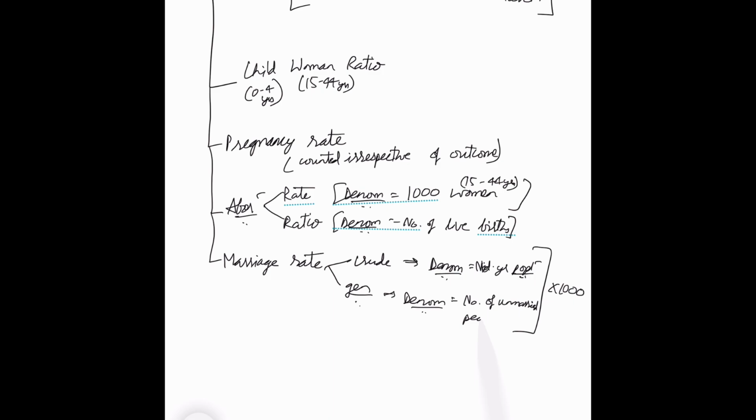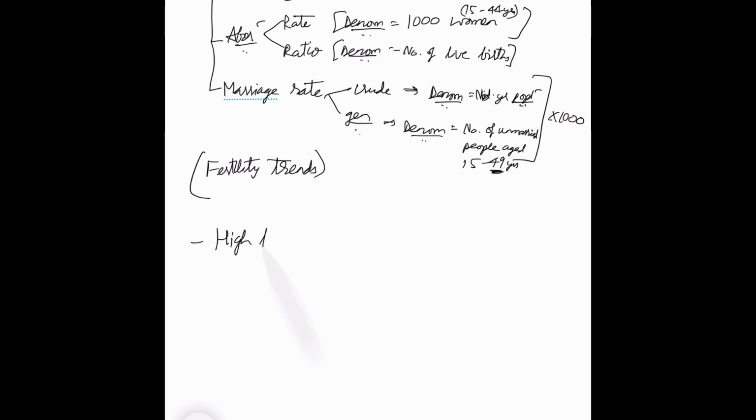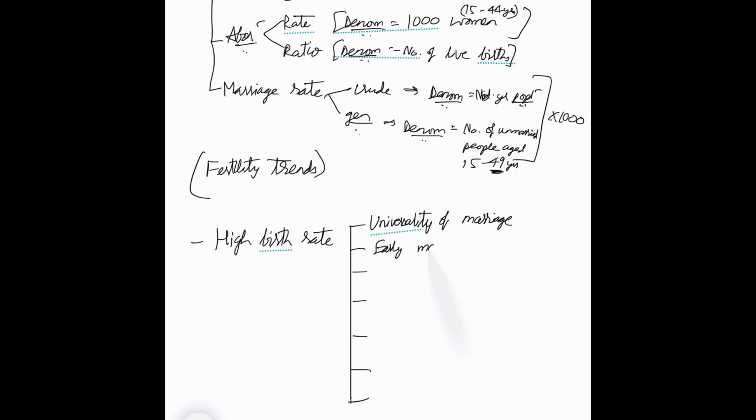Coming to the marriage rate, crude marriage rate has the median population as a denominator, and generalized marriage rate has the number of unmarried people aged 15 to 49 years as a denominator, and you multiply both by 1,000. The numerator is, of course, the number of marriages. Then there's another small note on fertility trends.